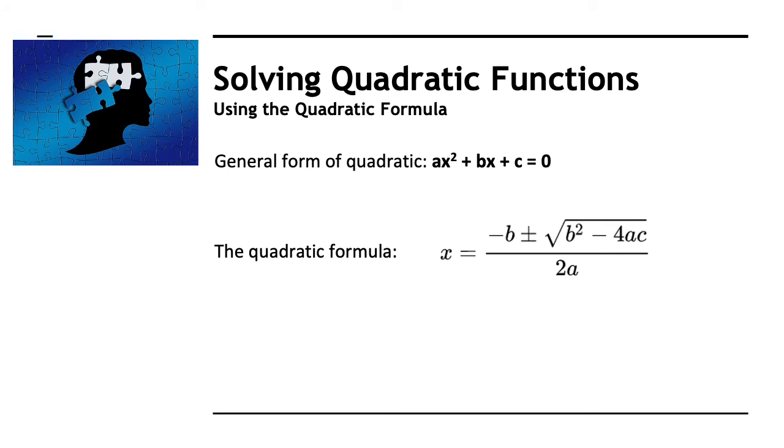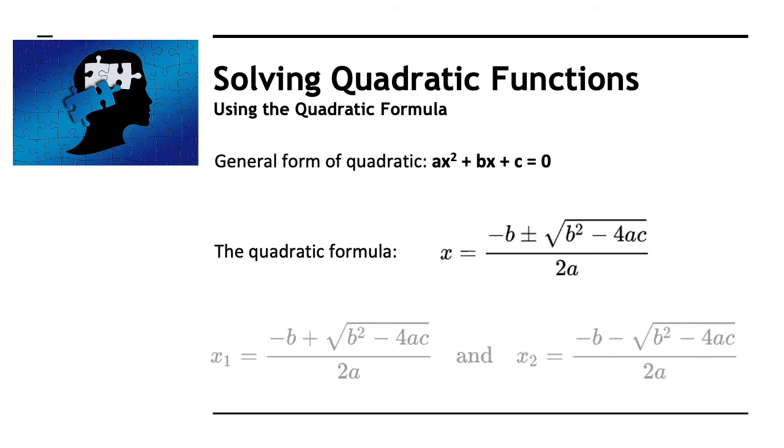The quadratic formula states that for ax squared plus bx plus c equal to 0, the values of x, which are the solutions of the equation, are found by the following. X equals negative b plus or minus the square root of b squared minus 4ac, divided by 2a.